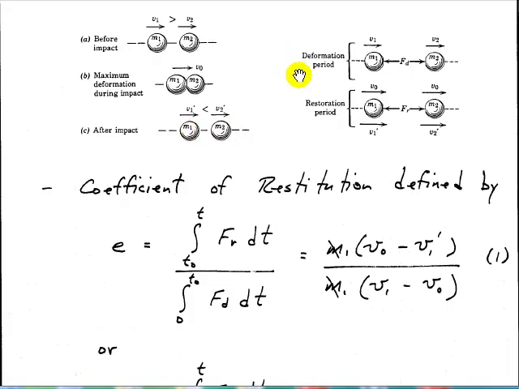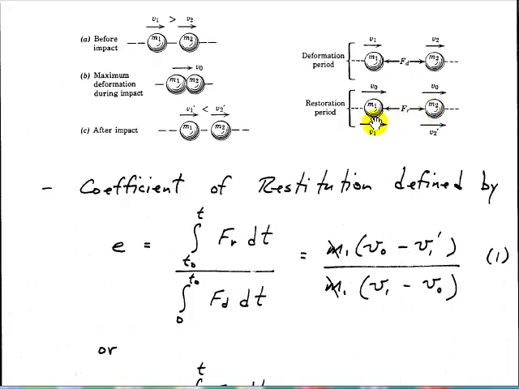During the deformation period, particle 1 will be catching up to particle 2, and there will be a force of deformation. Force is changing with time, okay, but there will be an impulse because of that deformation force. During the restoration period, where they're transitioning from moving at the same speed to particle 2 moving faster than particle 1, there's a restoration impulse pushing the two bodies apart and separating them. And that restoration impulse is acting equal and opposite on each of the bodies.